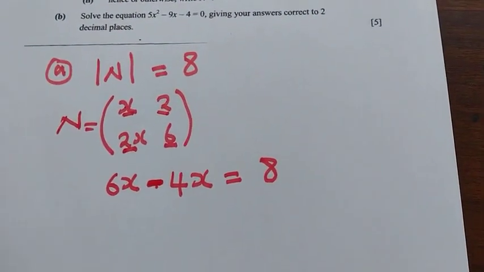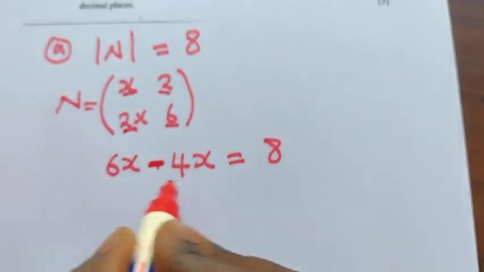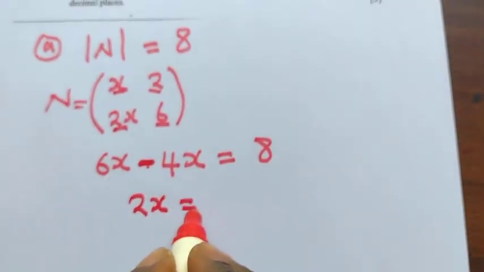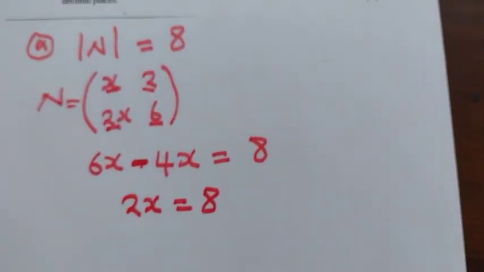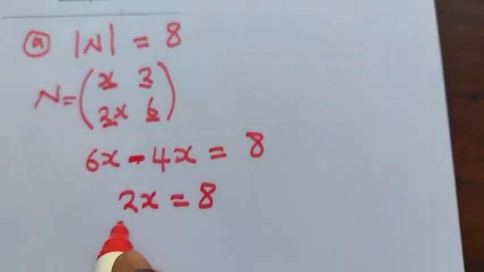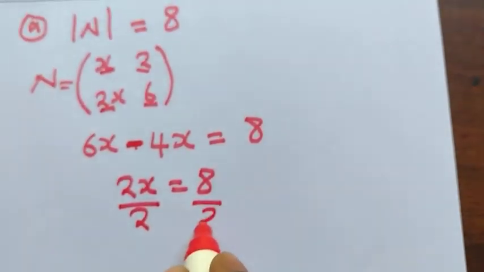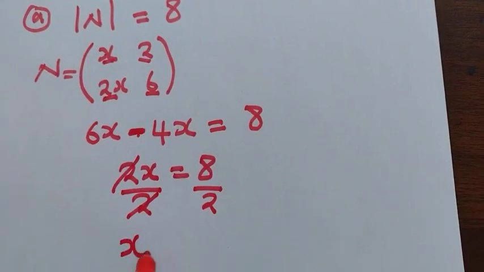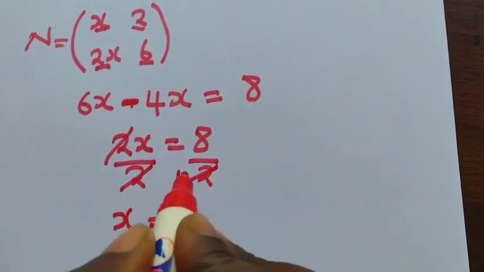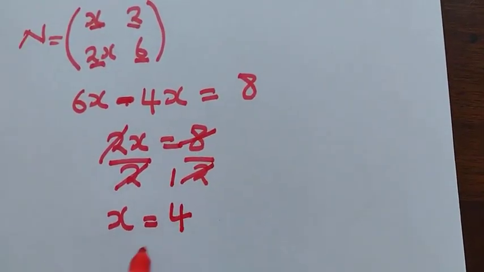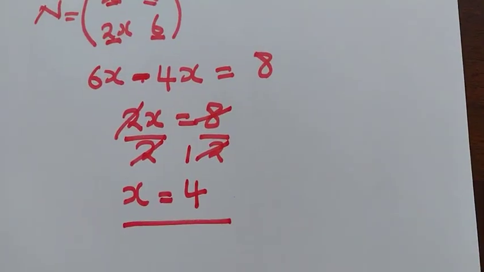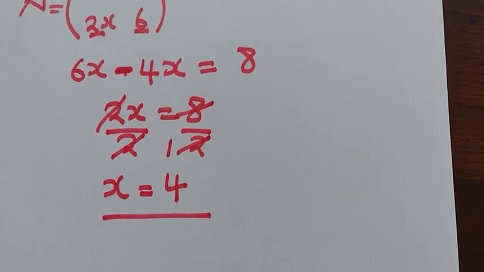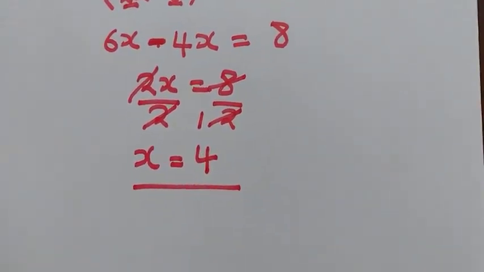These are like terms. 6x minus 4x, you get 2x, which will give us 8. You want to find the value of x, that is the question. So we divide by 2, this 2 and this 2 will cancel. So x equals 8 divided by 2, which is 4. This is the answer. Very important to take note of that. This is the value of x.